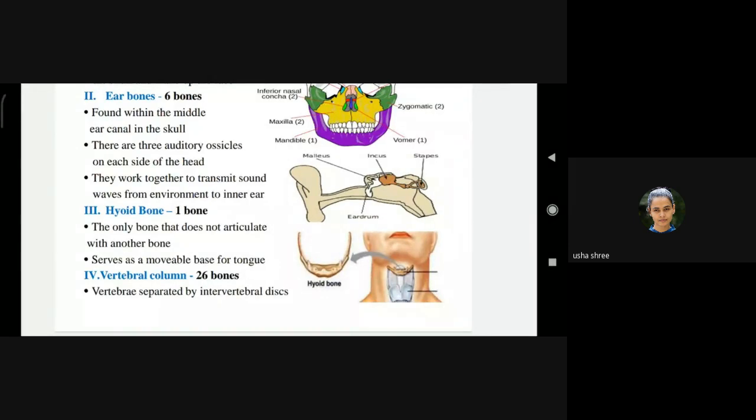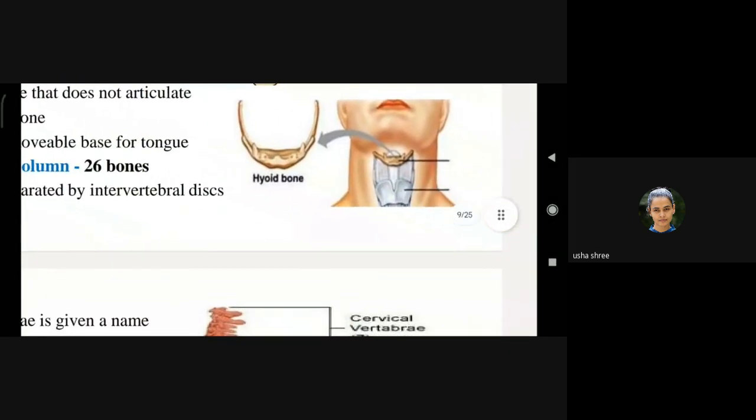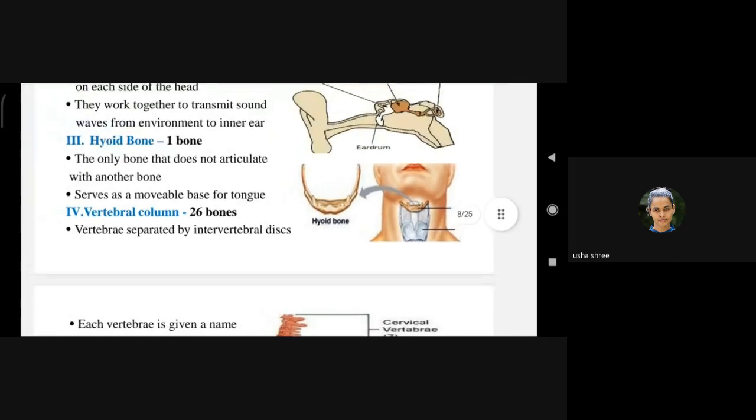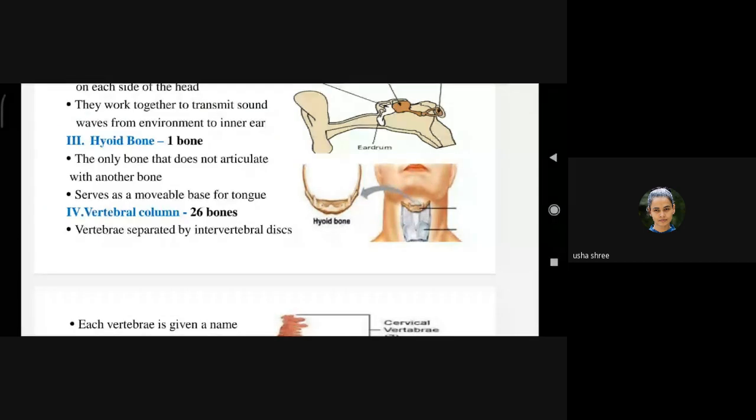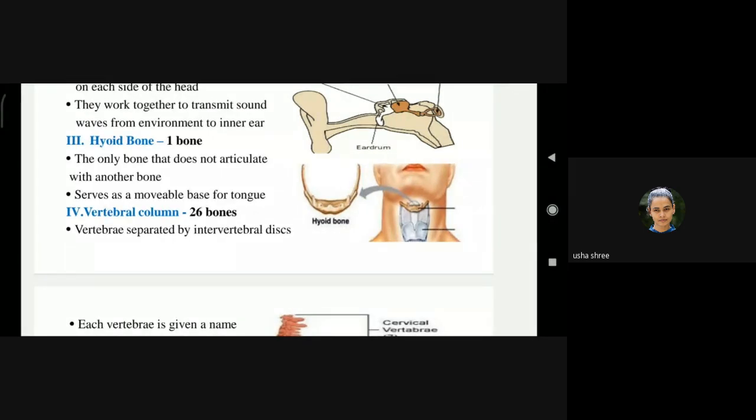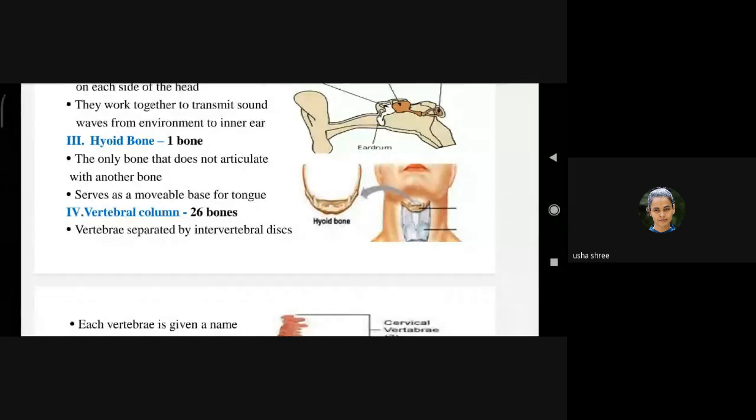You can see here in the picture, this is the hyoid bone, where the root of our tongue is situated. You can see where the hyoid bone is situated and how it looks. So what's its function? It serves as a movable base of the tongue.